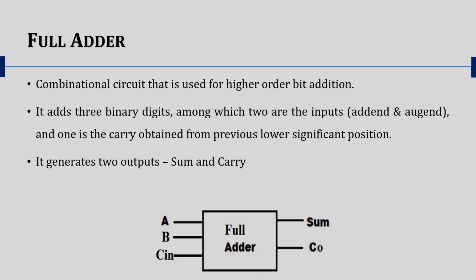A full adder is a combinational circuit that is used for high order bit addition. It adds three binary digits, among which two are the inputs addend and augend and one is the carry obtained from the previous lower significant position. So the logic diagram of this full adder consists of three input variables, addend, augend, as well as the carry obtained from the previous lower significant position. This circuit generates two output variables, sum and carry.